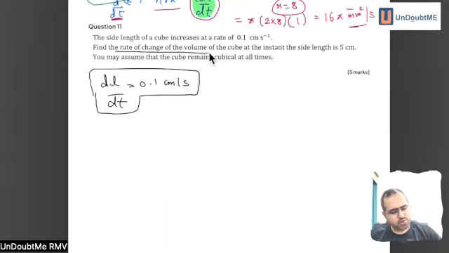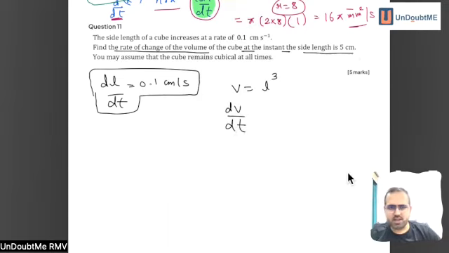Find the rate of change of volume of a cube at the instant the side length is 5. So try to correlate this with the previous question. It is similar. Volume is L cube if I'm taking L. You need to find rate of change of volume, which means dV by dt.